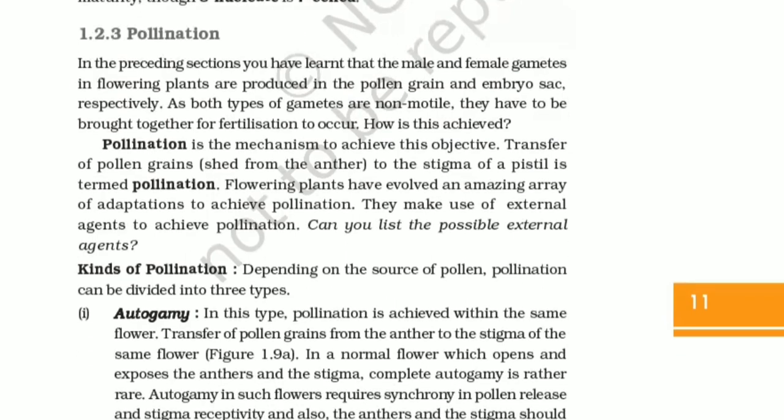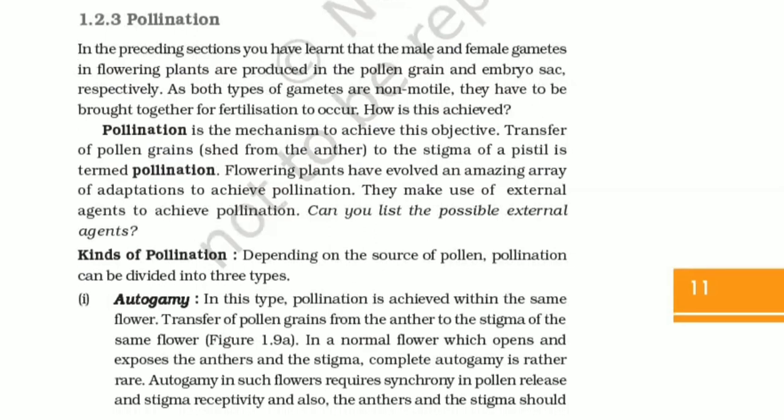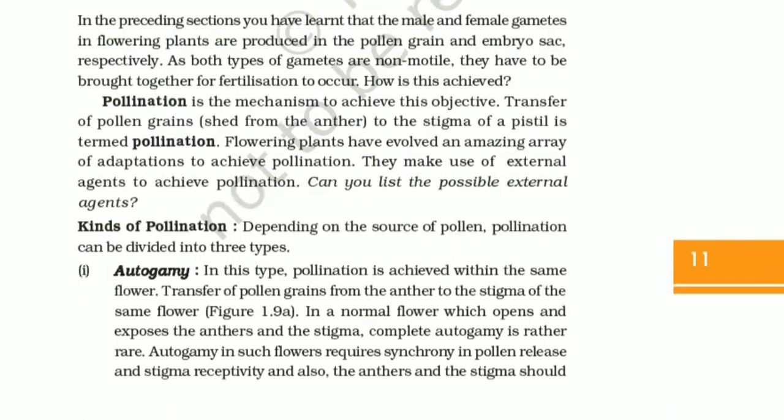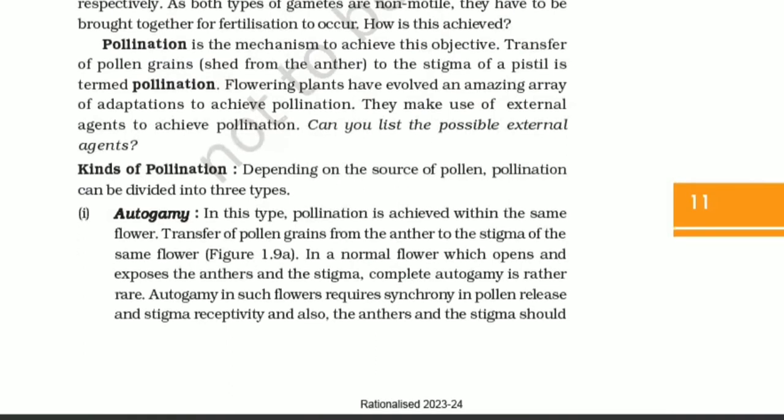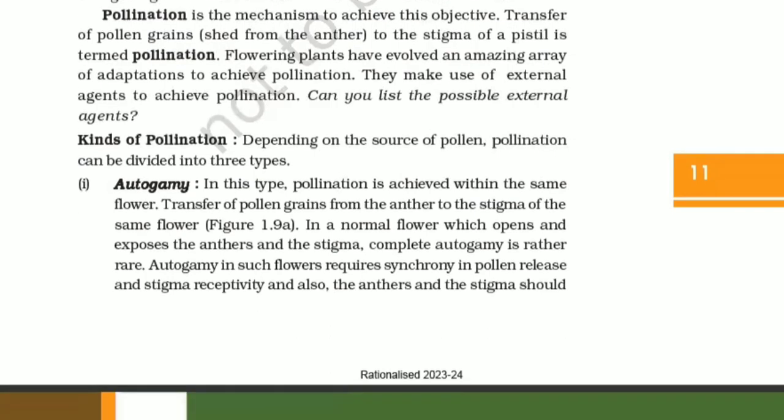1.2.3 Pollination. In the preceding sections, you have learned that the male and female gametes in flowering plants are produced in the pollen grain and embryo sac respectively. As both types of gametes are non-motile, they have to be brought together for fertilization to occur. How is this achieved? Pollination is the mechanism to achieve this objective. Transfer of pollen grains, that is, pollen grains shed from the anther to the stigma of a pistil is termed pollination. Flowering plants have evolved an amazing array of adaptations to achieve pollination. They make use of external agents to achieve pollination. Can you list the possible external agents?